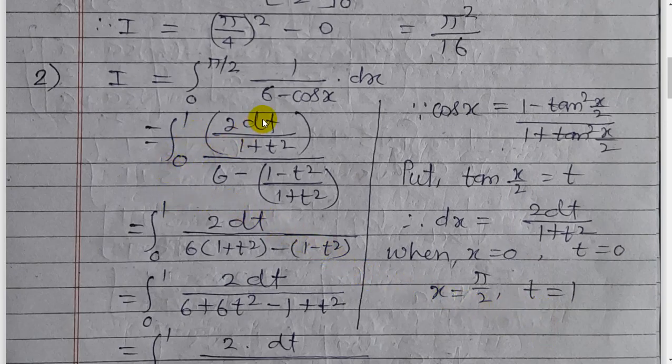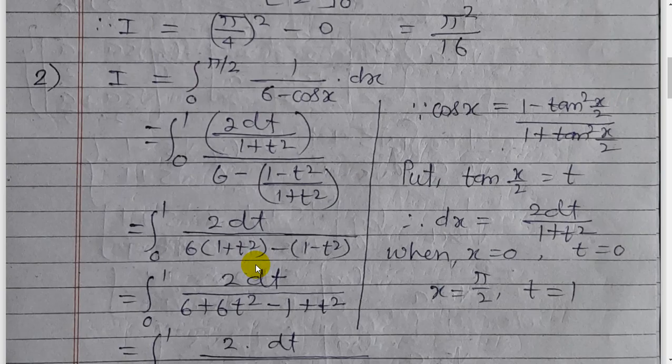Integral 0 to 1 2 dt upon 1 plus t square upon 6 minus (1 minus t square) upon (1 plus t square). Now multiply by 6 into (1 plus t square). So we get here 6 into (1 plus t square) minus (1 minus t square), the entire thing upon 1 plus t square, but in the numerator also 1 plus t square is present. So the numerator cancels with the denominator, and no 1 plus t square remains in the denominator.